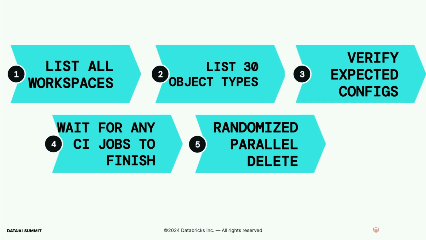So how does it work? It lists all workspaces, it lists 30 different object types, then it verifies the expected configs of those object types, and then waits for any CI jobs to finish, and does randomized parallel deletion of entities inside of accounts, like workspaces. And waiting for any CI jobs to finish is actually quite important, because you don't really want to nuke things when integration tests are running, otherwise you get flaky tests.